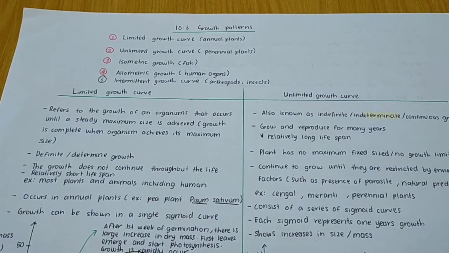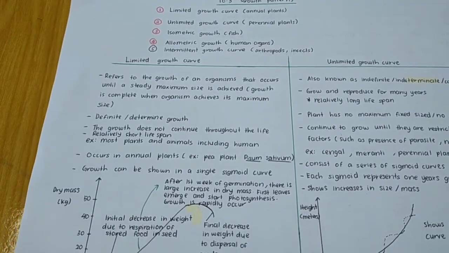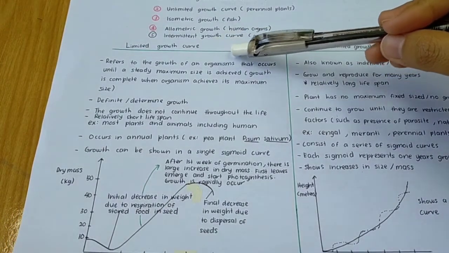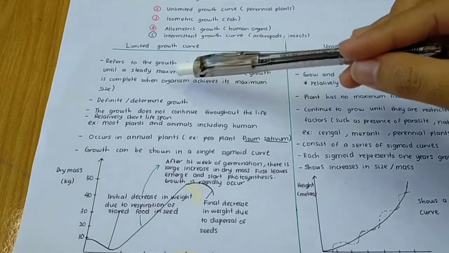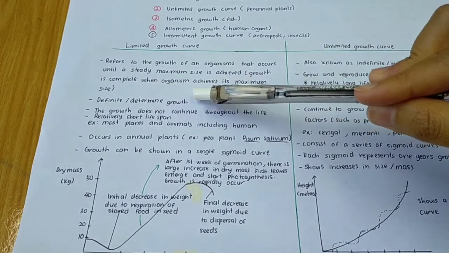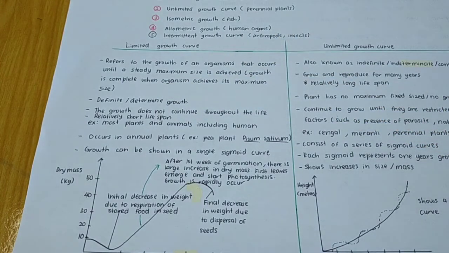Okay, so first of all, kita tengok dulu limited growth curve and unlimited growth curve. So basically kalau dalam soalan biasanya dia akan minta awak differentiate what is limited and also unlimited growth curve. So kita tengok dulu untuk limited growth curve. So limited growth curve refers to the growth of an organism that occurs until a steady maximum size is achieved, or growth is complete when organism achieve its maximum size.